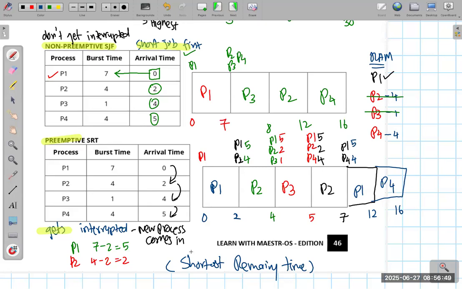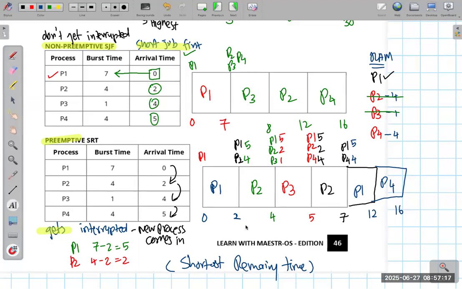Let me see if the concept is clear. I hope you all are okay, because when you map this concept with the other ones, you should have understood all these parts. Yes, I'll be uploading it. Shortest remaining part: he gets interrupted and checks.